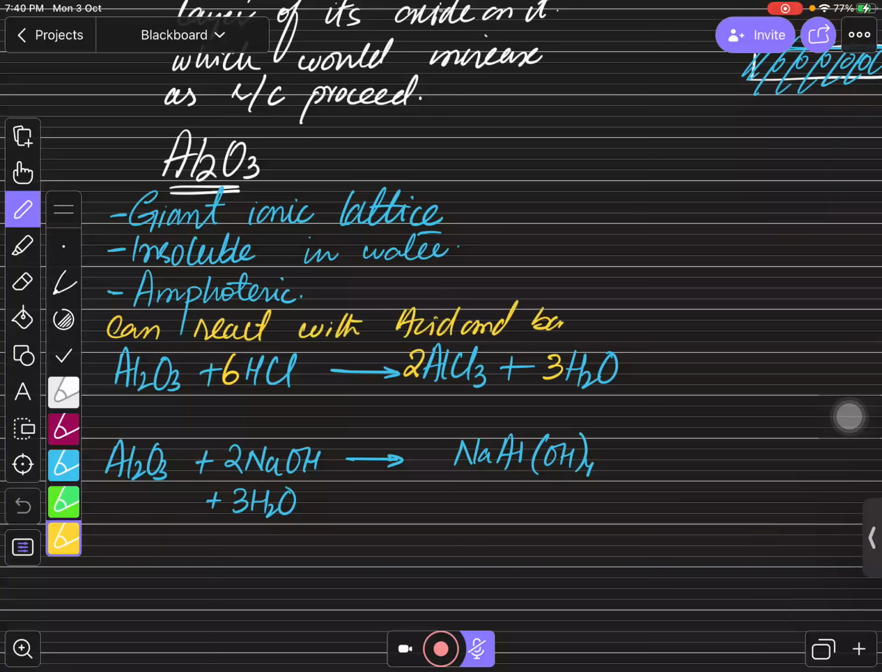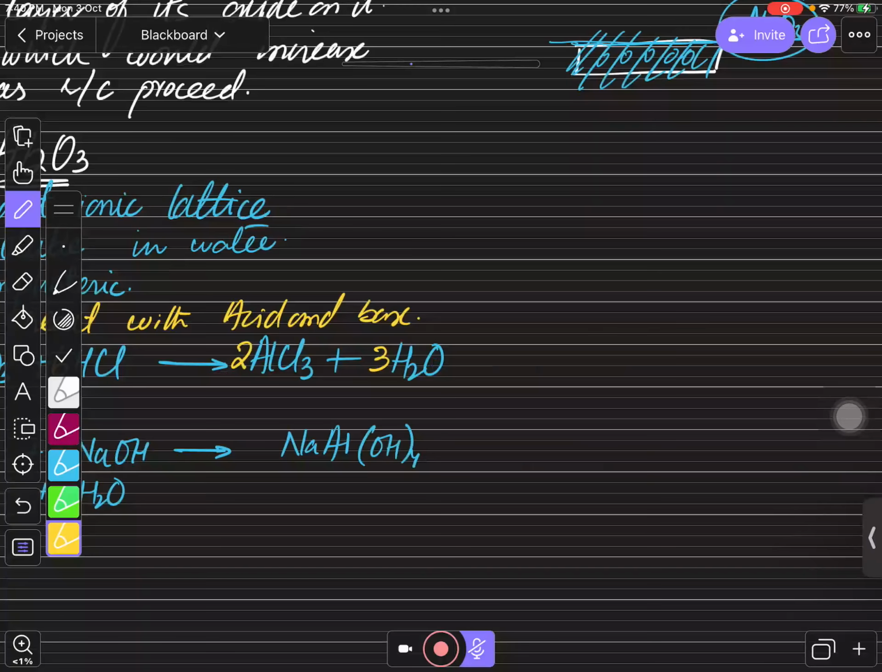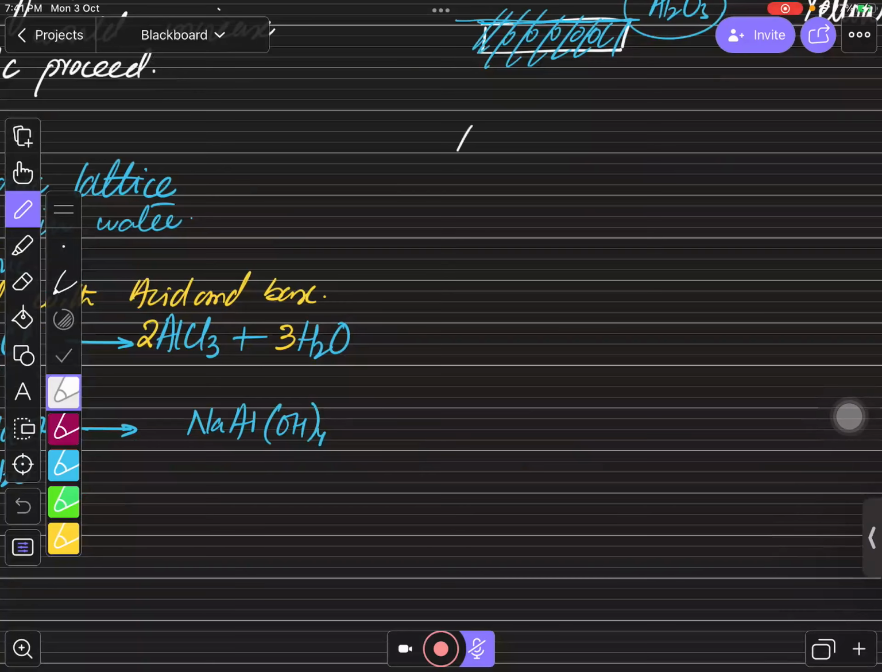It can react with acid and base, both of them, right? Then we have one more thing to discuss over here, which is ammonium chloride. Ammonium chloride is a very important thing to talk about.